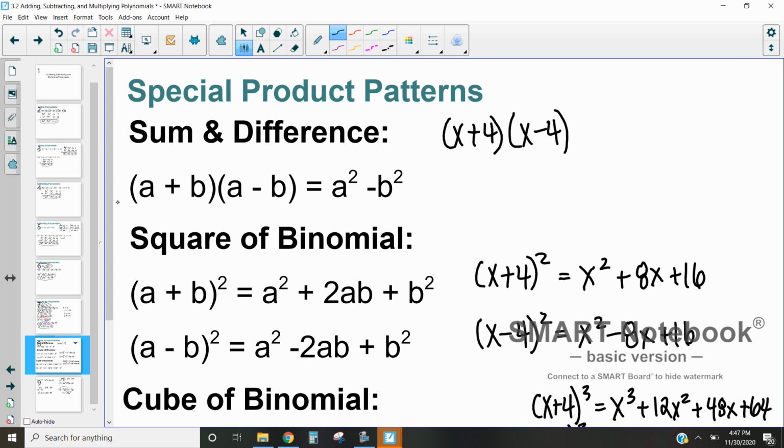But again, that is how you would use special product patterns to multiply polynomials, specifically binomials in this case, whether you're squaring them, cubing them, or finding the sum and difference.